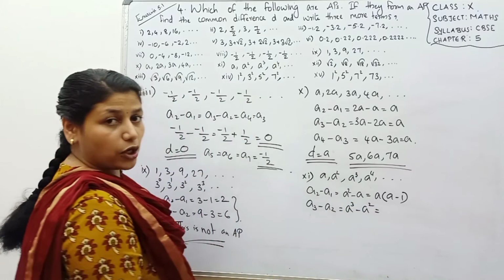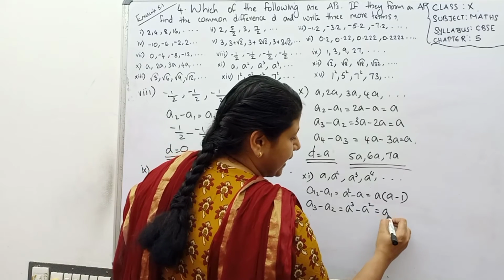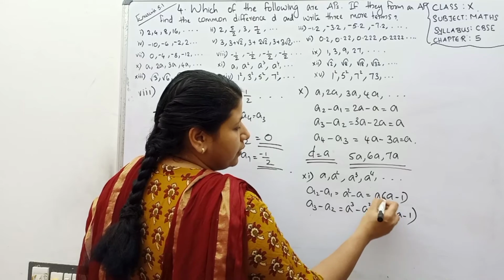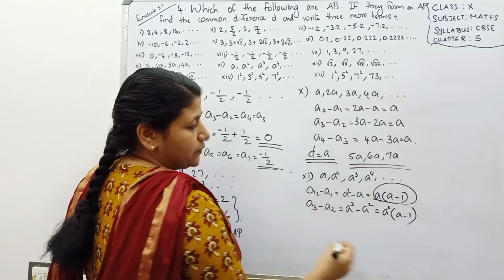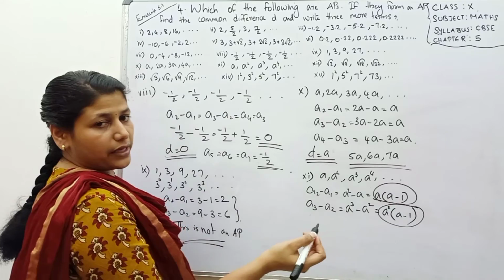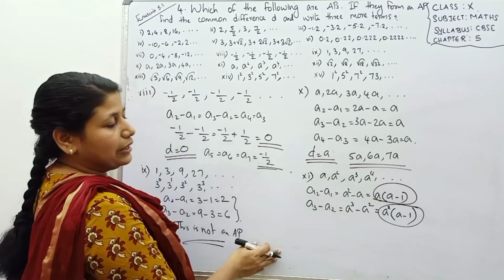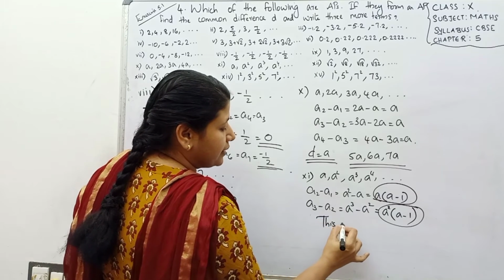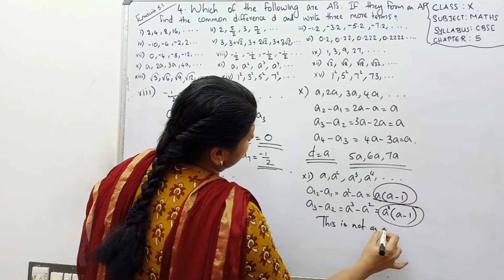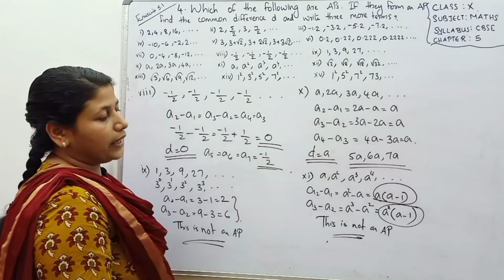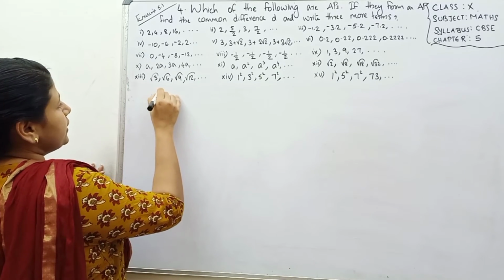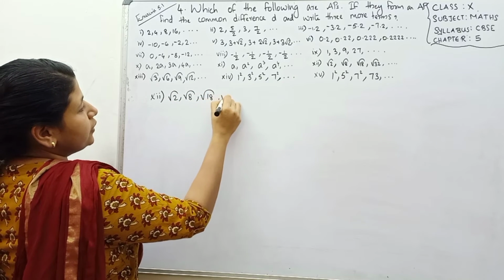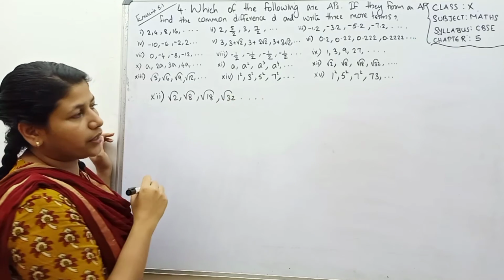In both the terms we have a common term A square. Take A square outside, then here it will be A and minus 1. Here the difference is A into A minus 1. In this case it is A square into A minus 1. So these terms are not equal. So we can say that this is not an AP. Simply we can write this is not an AP. Okay, 12th question. Question number 12. Root 2, root 8, root 18, root 32, etc.